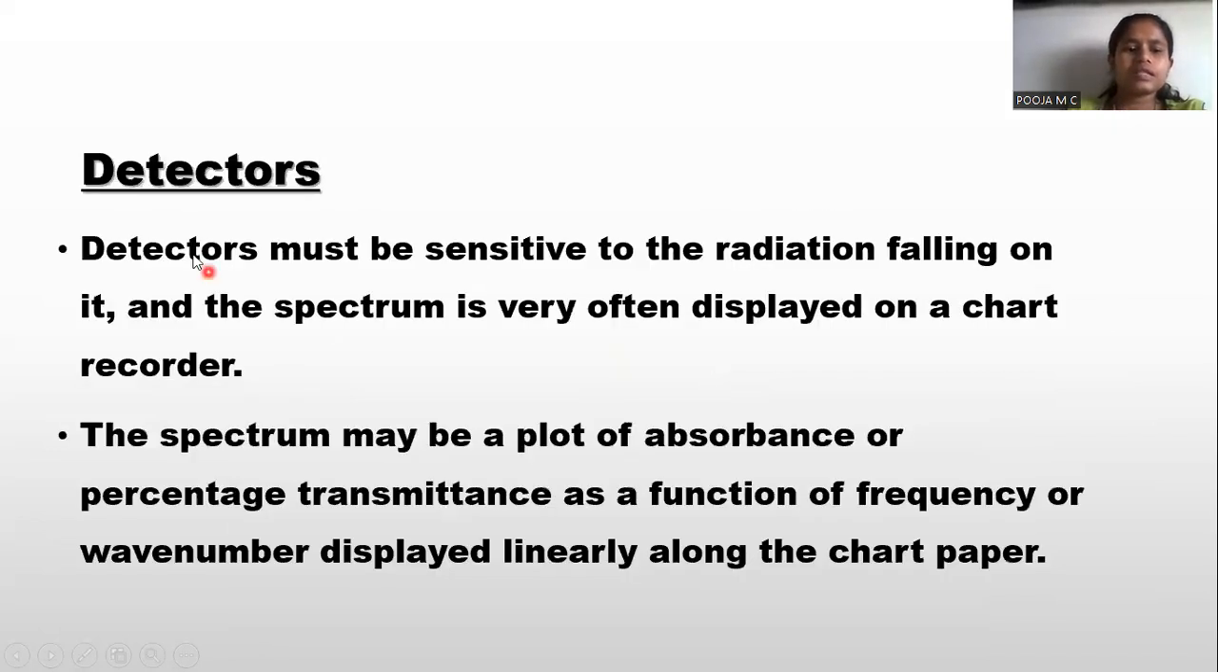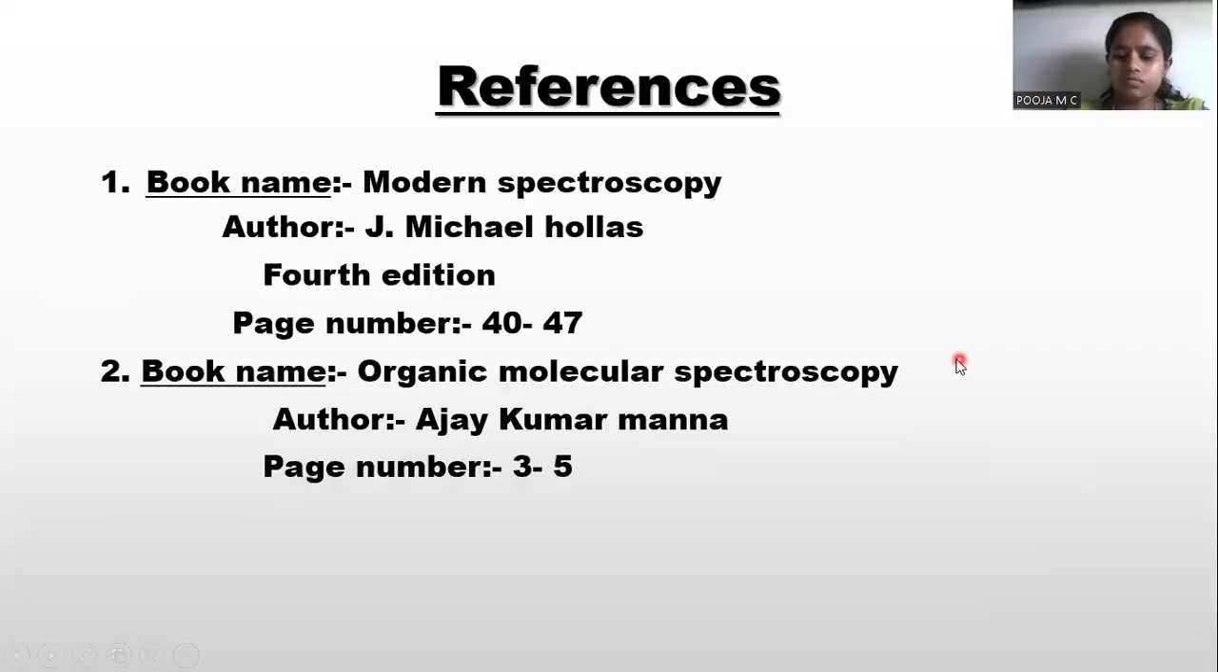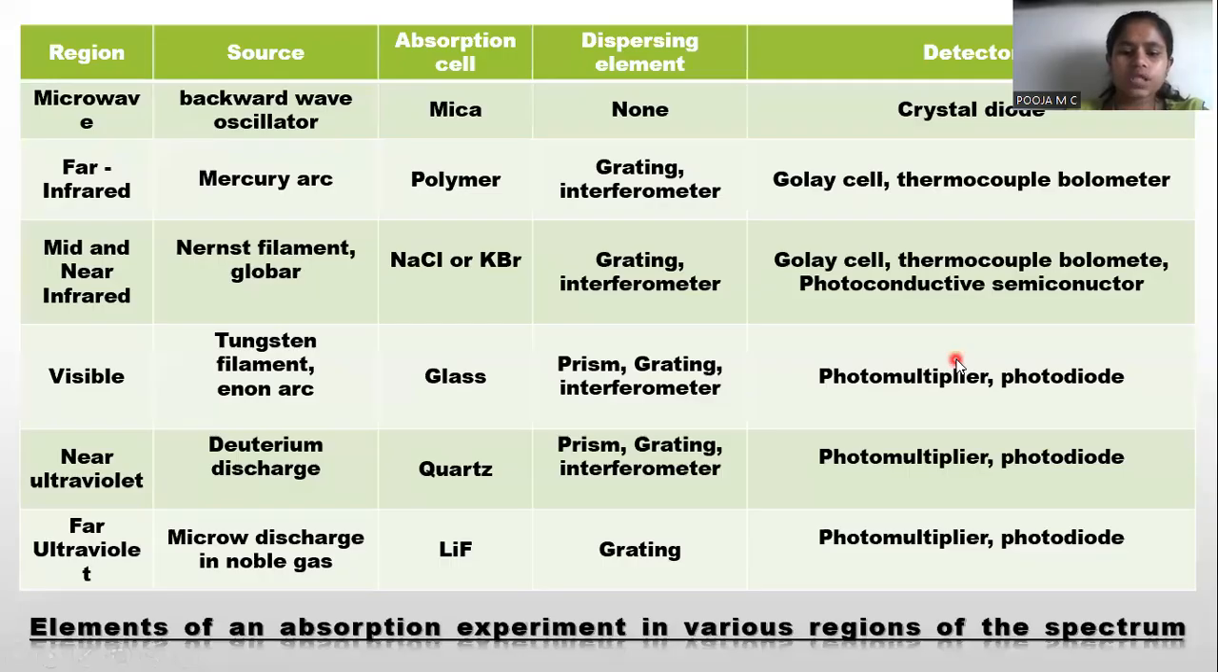Next, the last and most important one is the detectors. The detectors must be sensitive to the radiation falling on them, and the spectrum is very often displayed on a chart recorder. The spectrum may be a plot of absorbance or percentage transmittance as a function of frequency or wave number displayed linearly along the chart paper. Here are the elements of an absorption experiment.